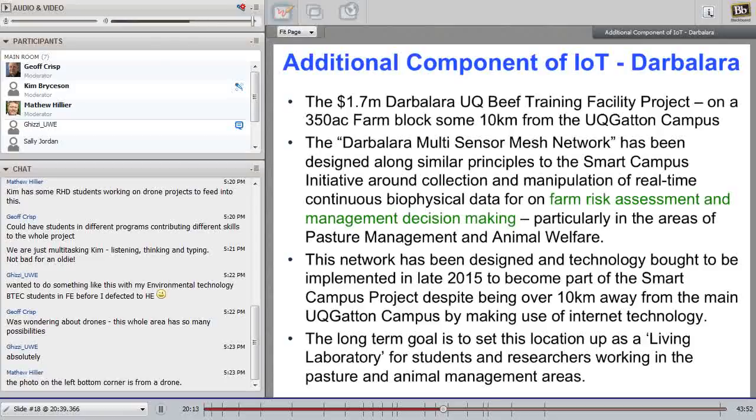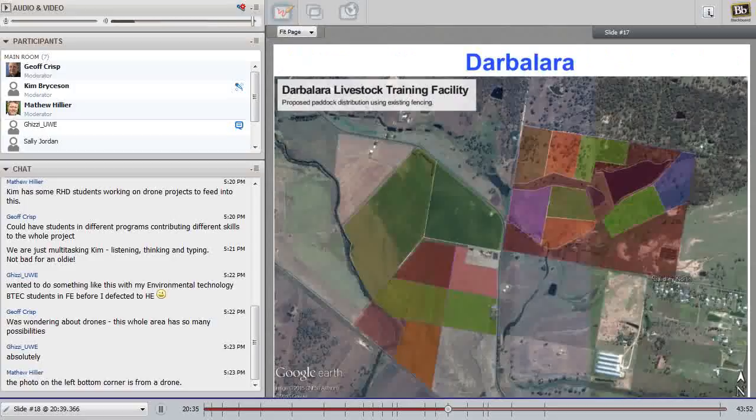And because it's all Wi-Fi linked, the multi-sensor mesh network, or IoT, just simply sees it as another part of the IoT. The long-term goal is to set up this facility as a living laboratory for students and researchers working in the pasture and animal management areas. So here are the paddocks. We've got about 350 acres. We've actually fine-tuned that to this area here.